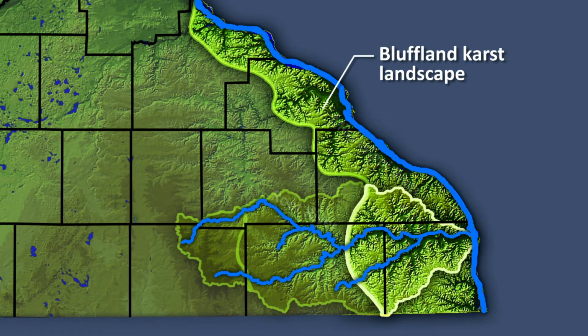A map of the Root River watershed in southeast Minnesota is shown. The watershed is divided into three primary landscapes. From west to east they are Glacial Till, Karst, and Bluffland Karst. The Bluffland Karst region extends north beyond the watershed boundary along the Mississippi River.